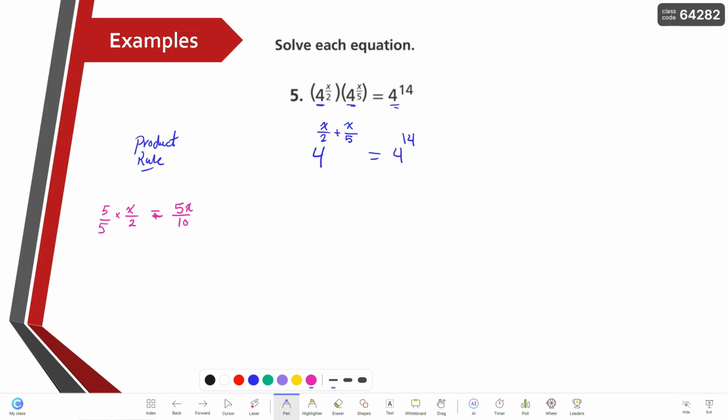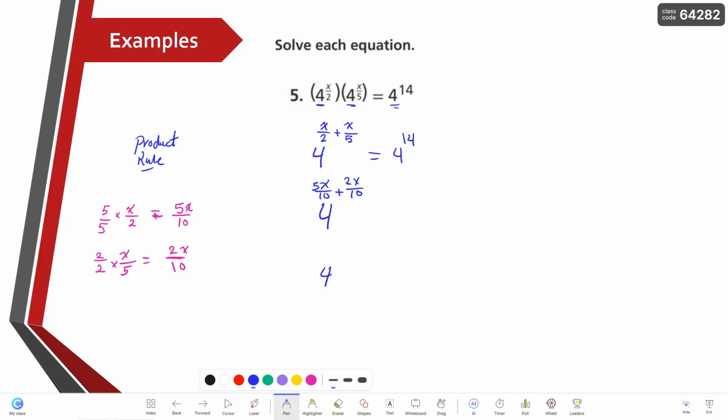For the second one, x over 5, we need to multiply it up and down by 2 to have the same denominator, which is 10, and then we have 2x over 10. So right now we can find the sum of the exponents. 4 is the base, and to find the sum of the exponents, I'm going to replace x over 2 by 5x over 10, then plus 2x over 10.